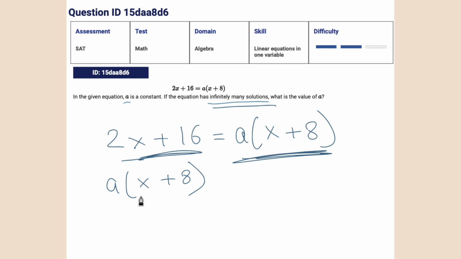But we don't have that. We have x plus 8. So if I want 2 here, I would change this A to 2, so that now you can see what will happen. 2 times x, and 2 times 8. 2 times x is 2x, plus 2 times 8 is 16. There you go. We got the same equation as the first one. So A would be equal to 2. Great.